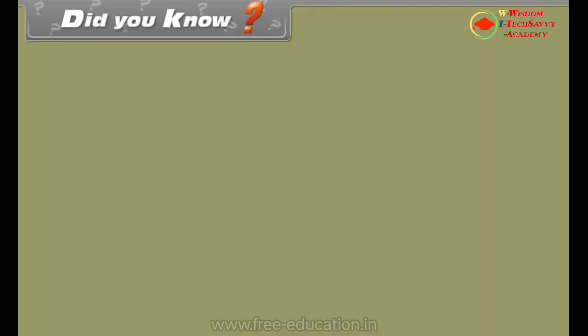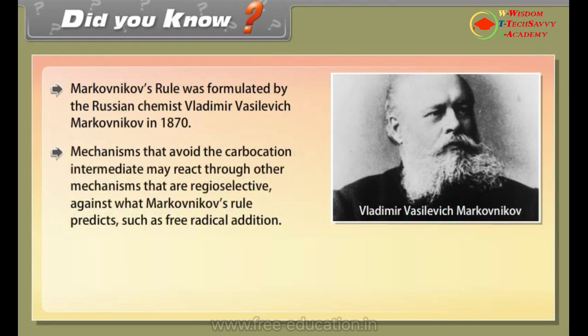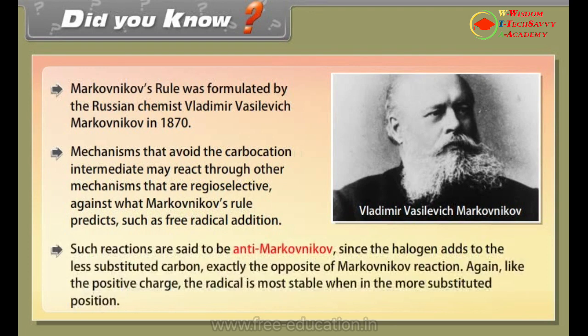Did you know? Markovnikov's rule was formulated by the Russian chemist Vladimir Vasilievich Markovnikov in 1870. Mechanisms that avoid the carbocation intermediate may react through other mechanisms that are regioselective against what Markovnikov's rule predicts, such as free radical addition. Such reactions are said to be anti-Markovnikov, since the halogen adds to the less substituted carbon, exactly the opposite of the Markovnikov reaction.